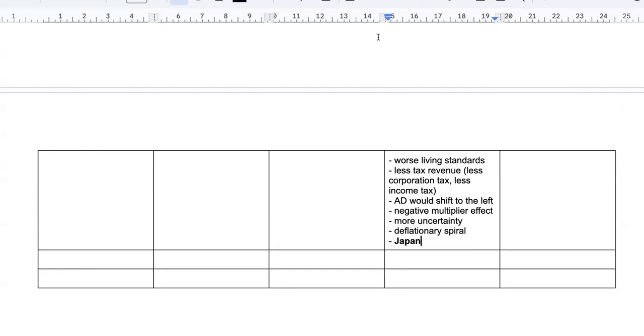Wait, what's the definition of the multiplier effect? I keep getting confused. I'm going to come to that. When we do AD and SRAS, I'm going to do the multiplier effect and we'll do it properly.